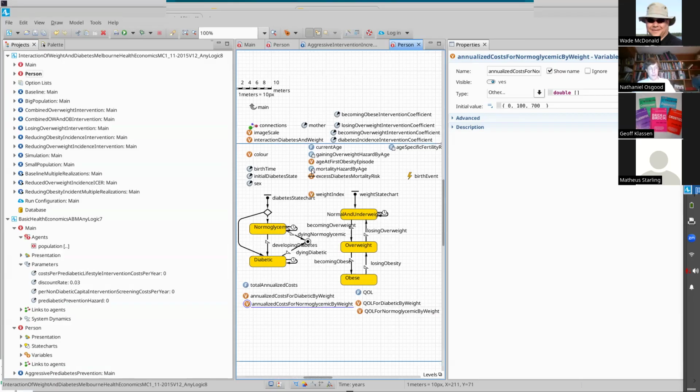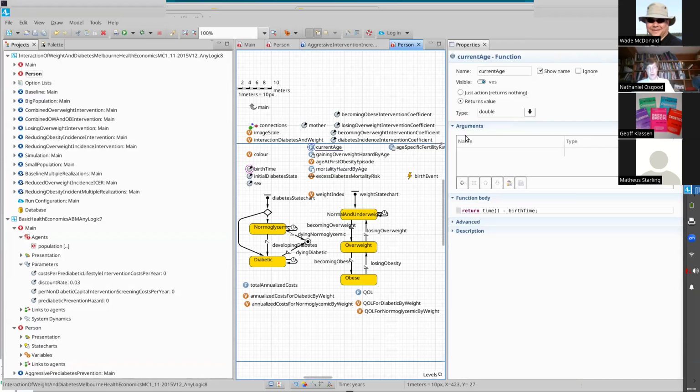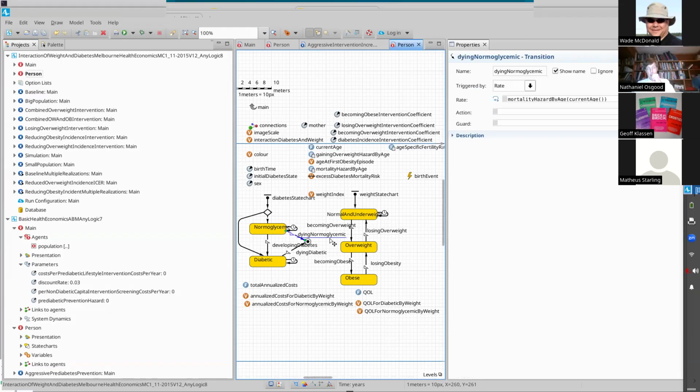You'll notice there is a mortality hazard for age. That's why we were calculating this, so you can look it up. This is how we characterize mortality as varying by age. And you'll recognize this current age thing where we take the current time minus the birth time. That's the same idiom we used.